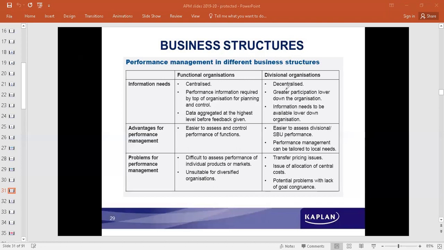So greater participation lower down the organization, information needs to be available lower down the organization. So very specifically relating to his department or his division, and it should not be in an aggregate format, but it should be in detail, so that his decisions are based on the information provided and he wants it in detail. Okay, so that is about the kind of information needed by a centralized organization, by a decentralized organization.